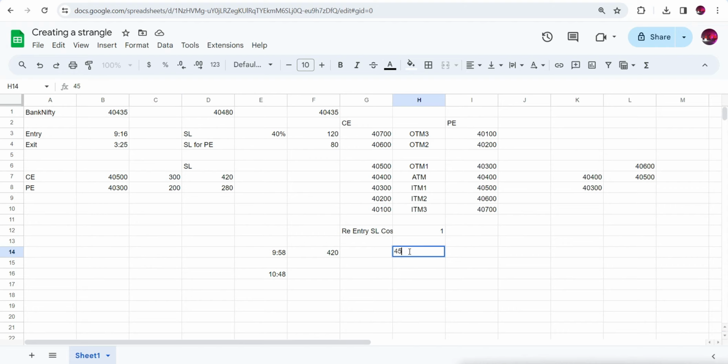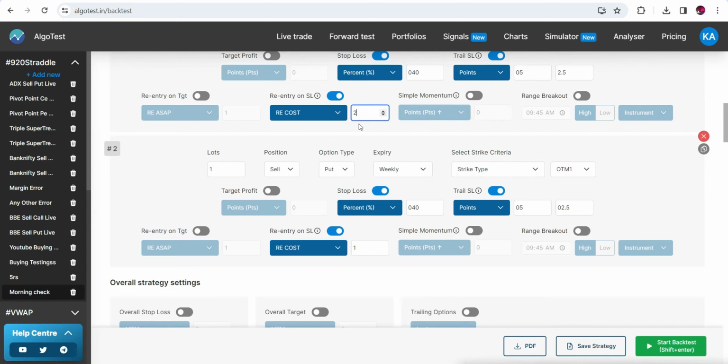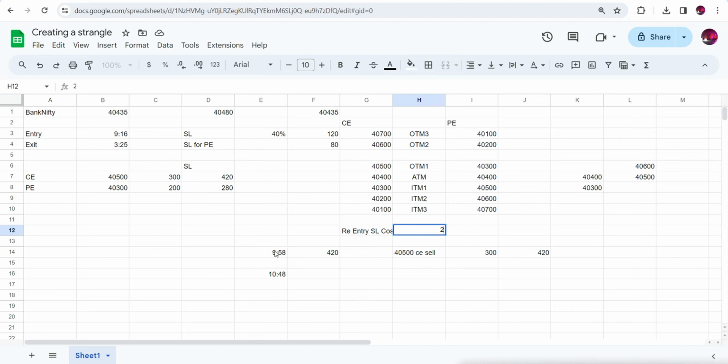4,500 call sell. At what price does it sell? At 300. It will target 300 only. And what is our stop loss? It is the same, because our stop loss is 40%. Now if we enter 2 here, recost 2, what it means is, assume at 9:58 our stop loss hit the first time.